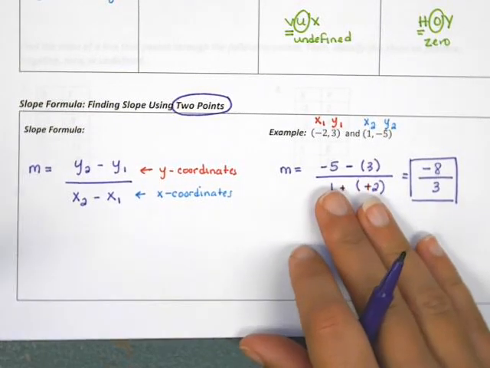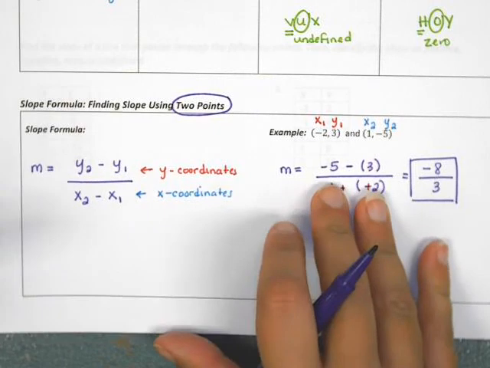All right, let's try this a few more times just to get used to using the formula and how this works. So, in the next example, I'm sorry, I have a little bit of a cough today.